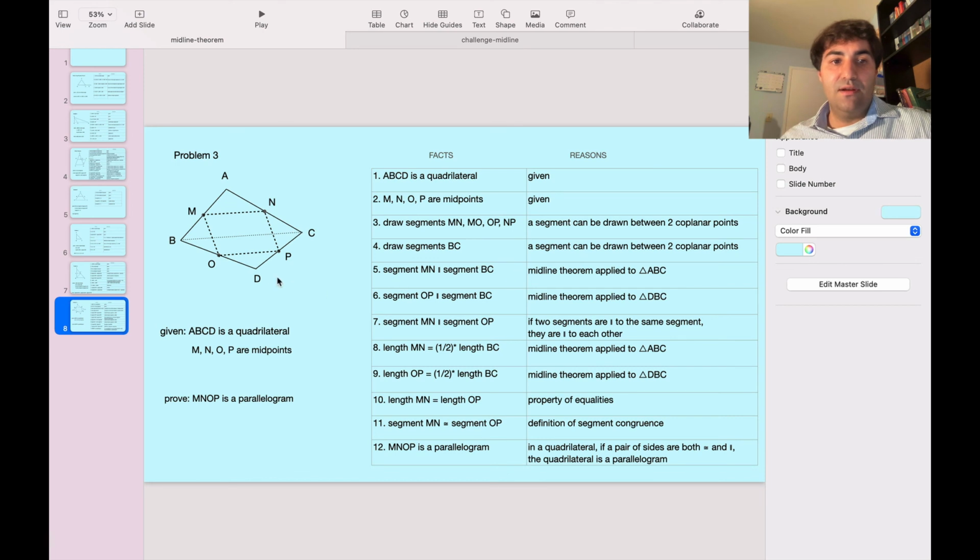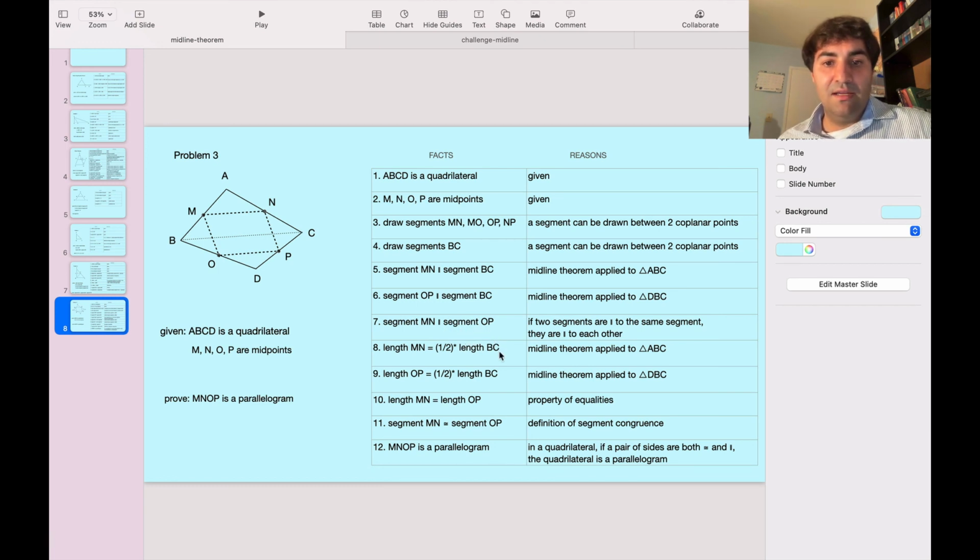If we look at triangle DBC, we know that O and P are midpoints of these segments, right? So we can apply the midline theorem again to get segment OP is parallel to segment BC. We know if 2 segments are parallel to the same segment, they're going to be parallel to each other. So since segment MN and segment OP are both parallel to segment BC, they're going to be parallel to each other. So segment MN is parallel to segment OP.